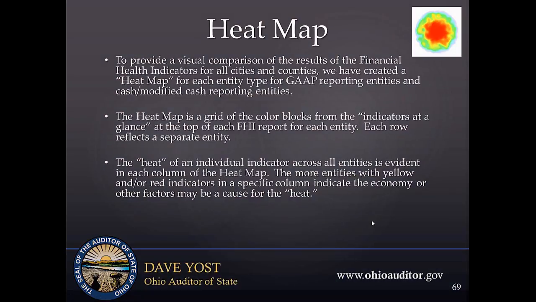We will be providing a heat map to provide a visual comparison of the results of the financial health indicators for all cities and counties. The heat map will be a grid of the color blocks from the indicators at a glance at the top of each financial health indicator report. So each row will represent a separate entity. The heat of an individual indicator across all entities will be evident in each column of the heat map. The more entities with a yellow or red indicator in a specific column indicates that the economy or other factors may be a cause for heat overall.